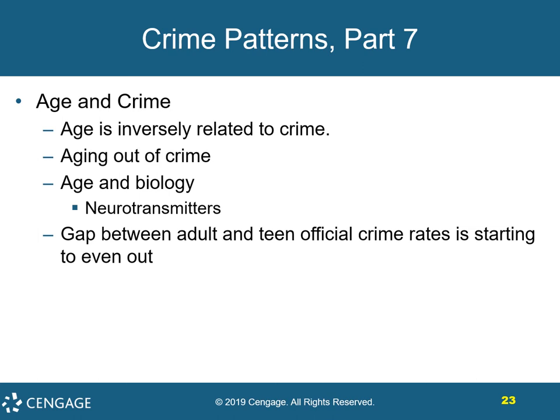Then there's age and crime. Age is inversely related to criminality. In other words, the older someone gets, the less likely they are to commit crime. Also, most teenagers eventually age out of crime as well. As they get older, they become more mature, their brains mature, and they tend to literally age out of crime.